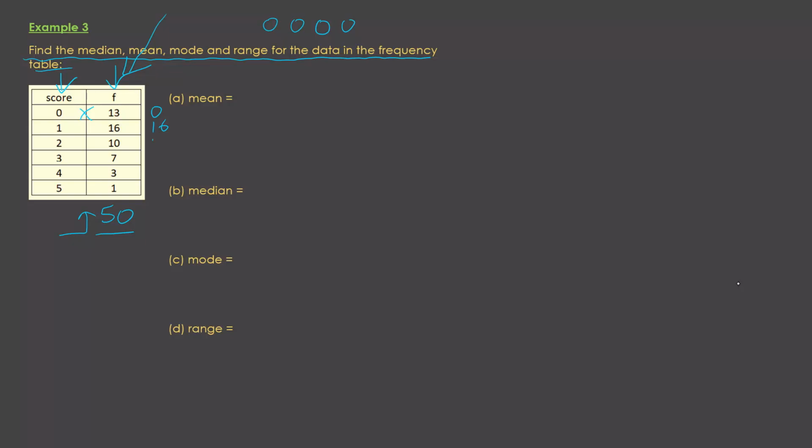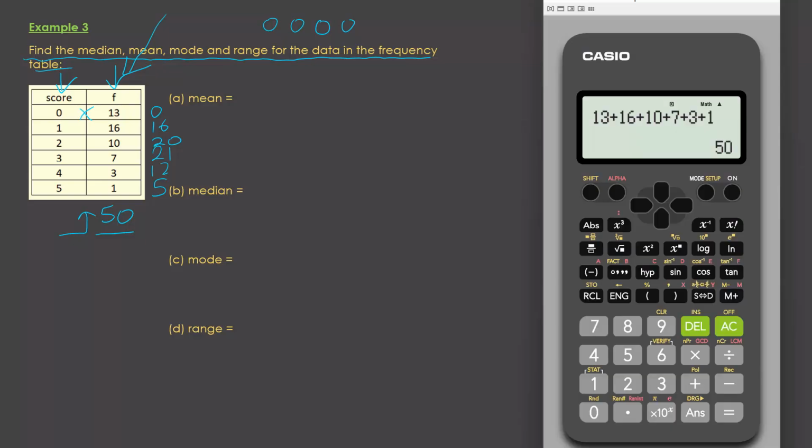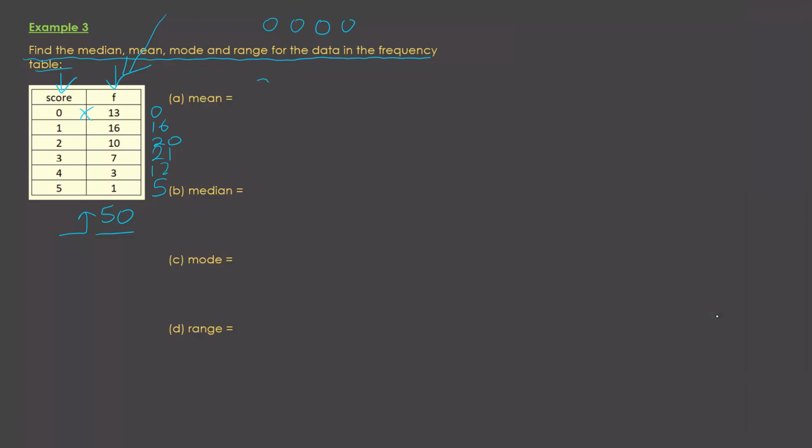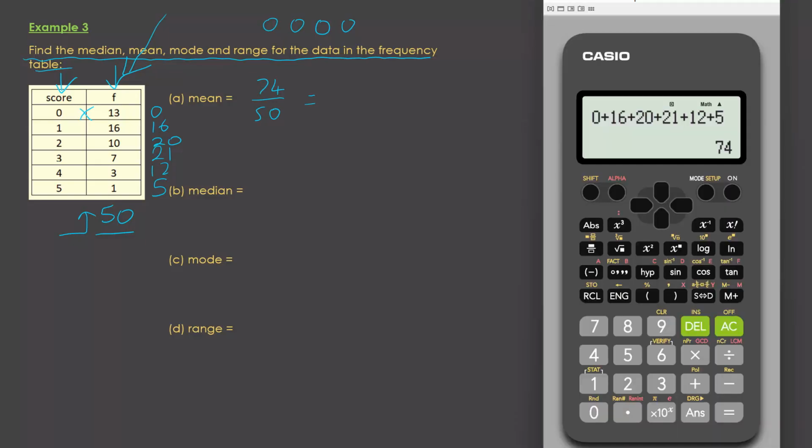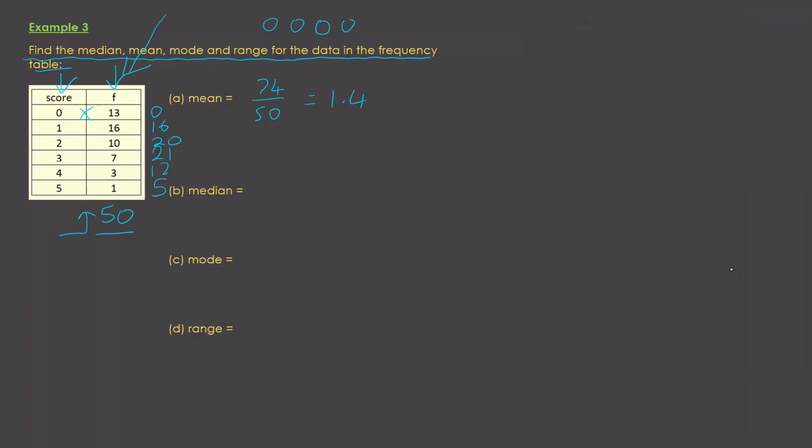2 times 10 is 20. 3 times 7 is 21. 4 times 3 is 12, and 5 times 1 is 5. If I now add those values, so 0 plus 16 plus 20 plus 21 plus 12 plus 5, that is the sum of the data. The number of pieces of data we worked out to be 50, and so the mean is just going to be 74 divided by 50, which gives us 1.48.